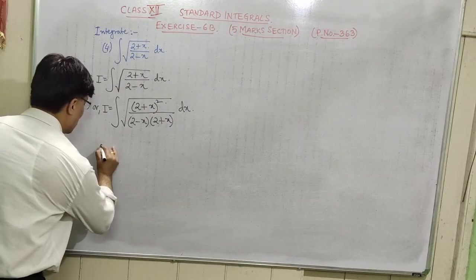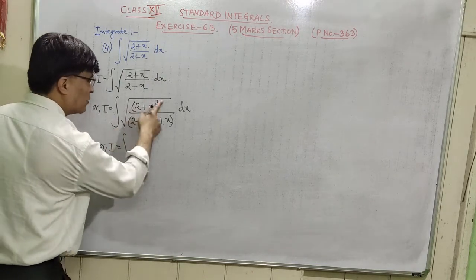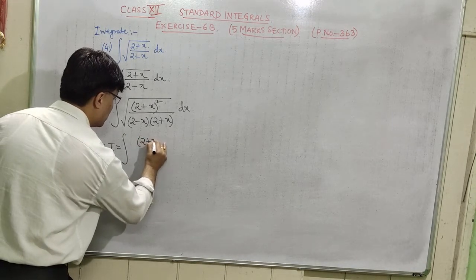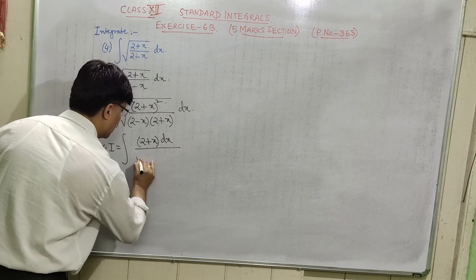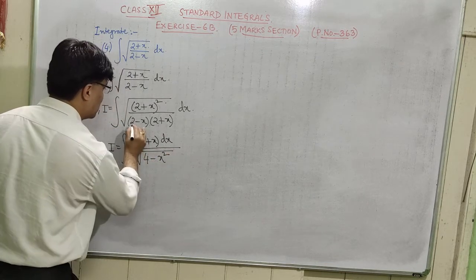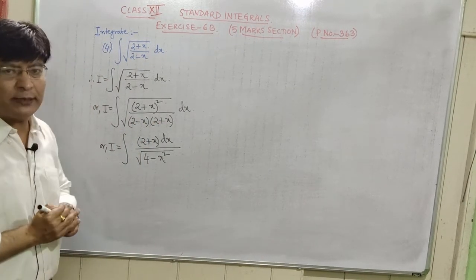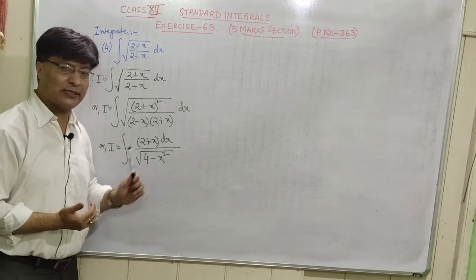Okay. So I is equal to integration of, now you can remove the square root from the numerator. So this will be 2 plus x dx divided by root over 4 minus x square, because this is a plus b into a minus b. What is a minus b into a plus b? a square minus b square. So which is equal to 4 minus x square.